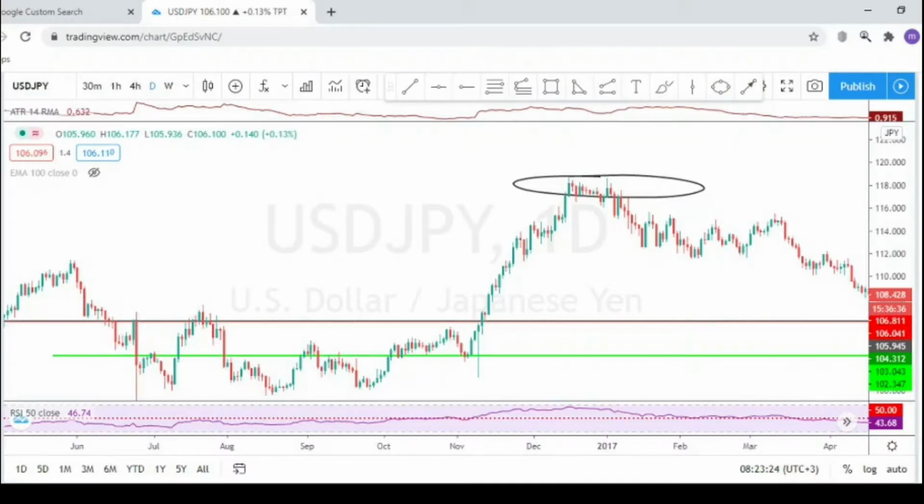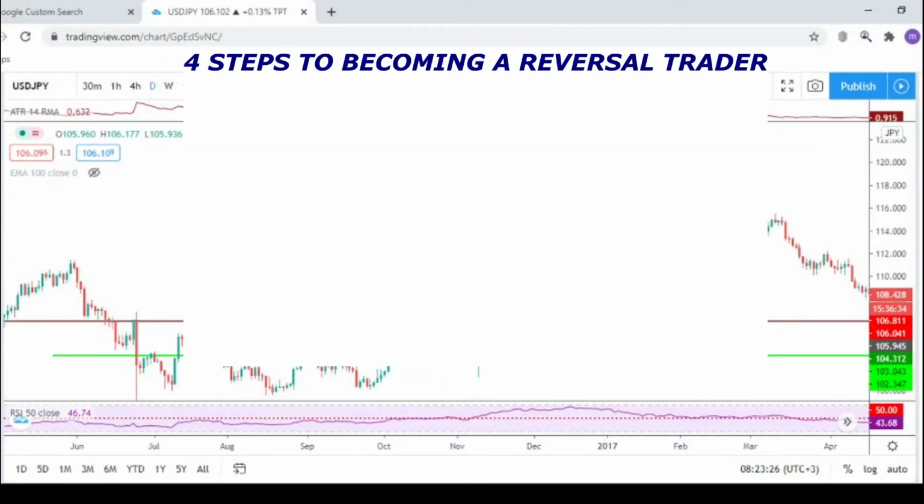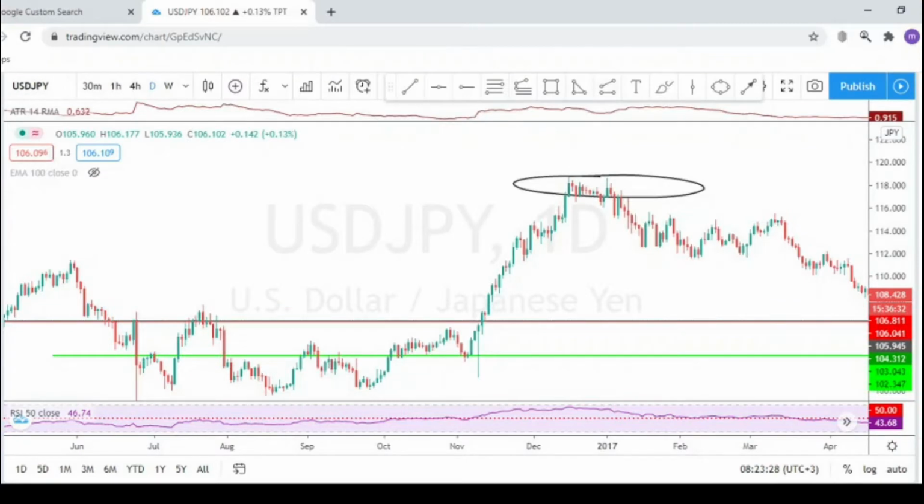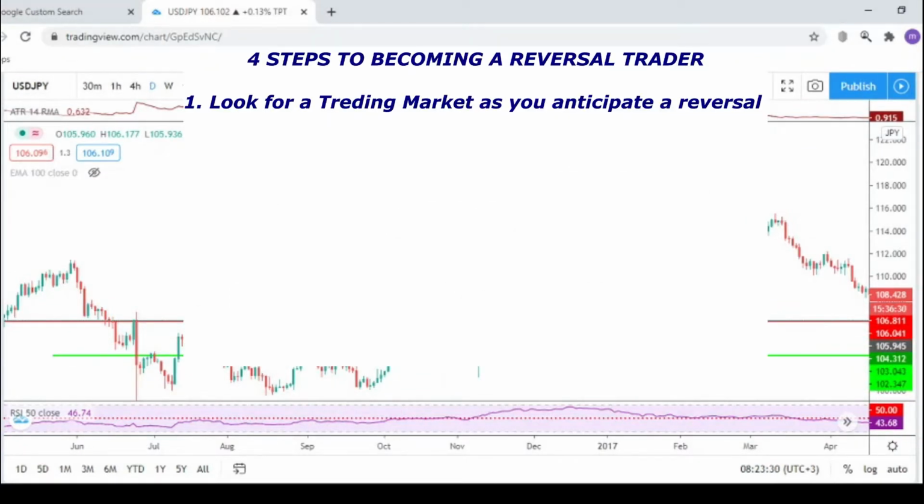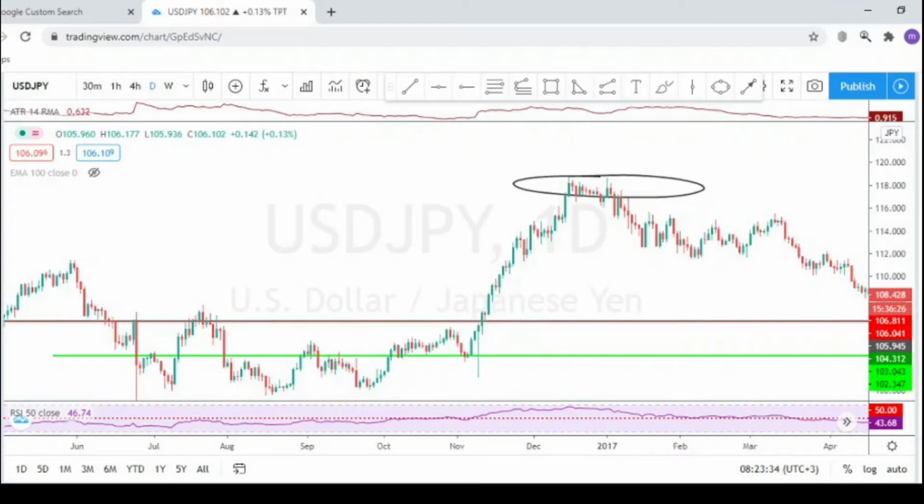Like I said guys, there are 4 steps in identifying a reversal. The first step is to look for a trending market before anticipating a reversal. A reversal guys is when a market changes its direction, and for a market to change its direction it must have been trending in a particular direction.